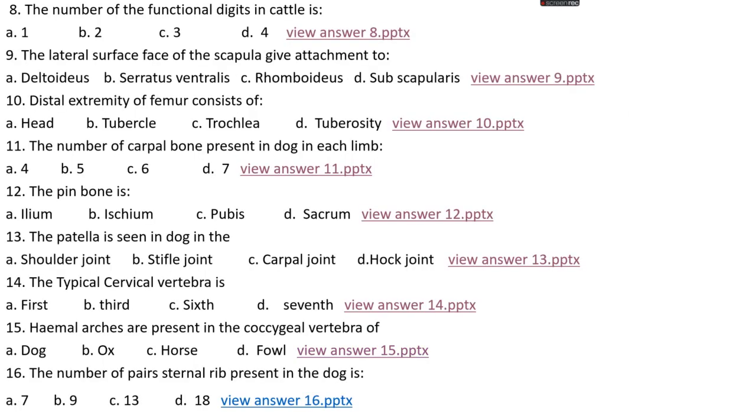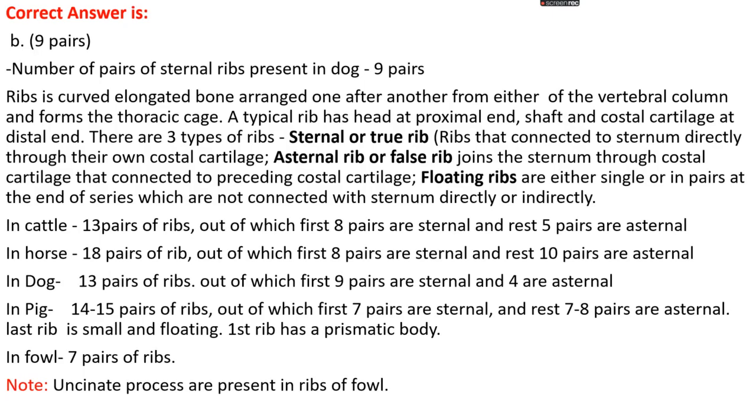Okay. Question number 16. The number of pairs of sternal ribs present in the dog is: option A, 7; option B, 9; option C, 13; option D, 18. The right answer is option B, that is 9 pairs. The number of pairs of sternal ribs present in the dog is 9 pairs.